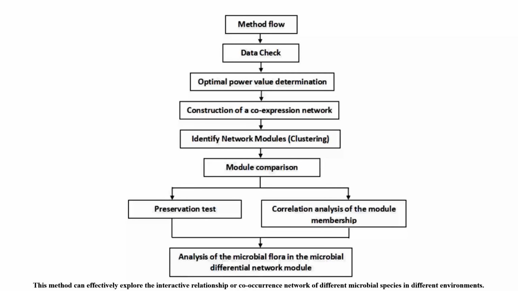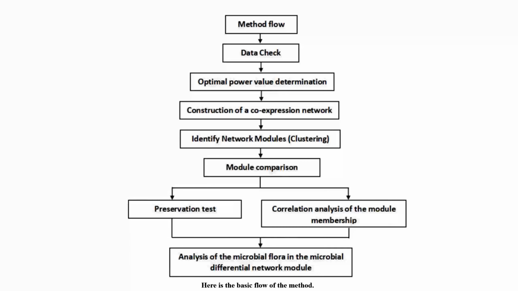This method can effectively explore the interactive relationship or co-occurrence network of different microbial species in different environments. It provides detail on how to use the WGCNA algorithm to construct a co-occurrence network of microbiota. In addition, based on the results, this method assesses the differentiation of microbial relationships and composition between microbial consortia.